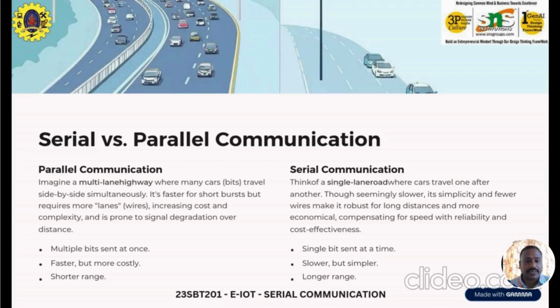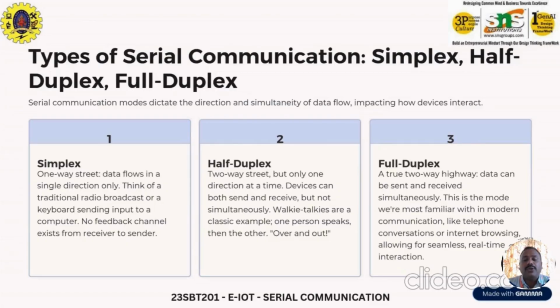Next we move to the next slide. So, types of serial communication. We are already familiar with the types of serial communication: simplex, half duplex, and full duplex. Serial communication modes dictate the direction and simultaneity of data flow, impacting how devices interact.